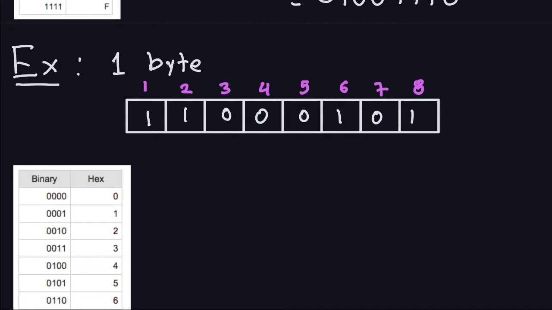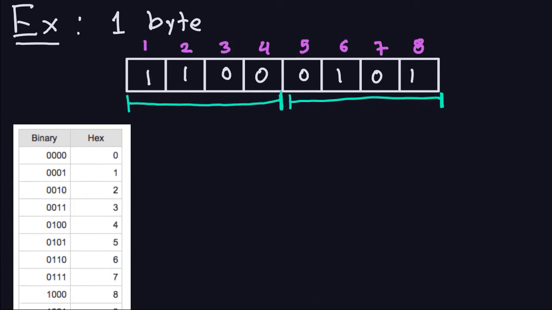So again, I do exactly the same thing. So what I do is I'm going to mark down the first 4 bits of my byte. That's the first 4, and then the last 4. And I'm going to represent them in hexadecimal. So what I have to do is look at where in my table is 1, 1, 0, 0.